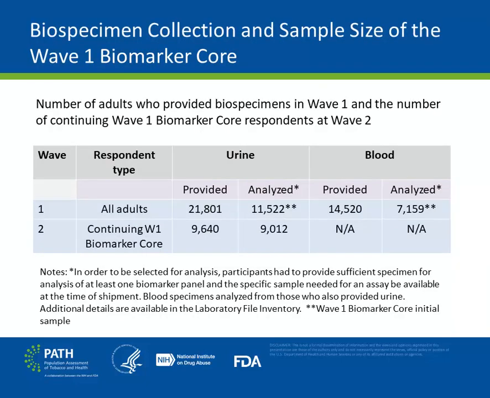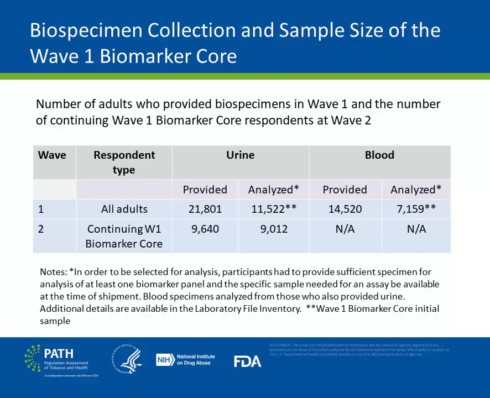All adults who completed the Wave 1 interview were asked to provide biospecimens. This table shows the number of adults who provided biospecimens in Wave 1 and the number of continuing Wave 1 biomarker core respondents who provided a sample at Wave 2 and how many of these samples were analyzed. The left-hand side of the table gives the information for urine samples, and the right side gives information for blood samples. There are 2 rows.